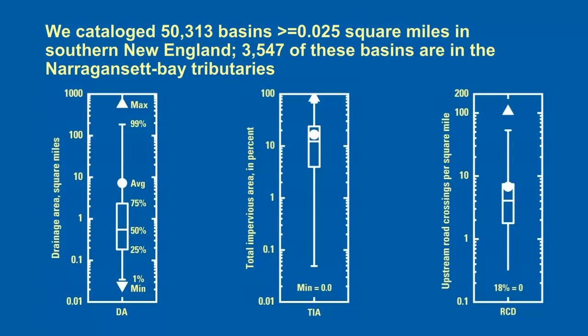Drainage areas range from 0.025 to 565 square miles with an average of 7.24 and a median of 0.55 square miles. The total impervious percentage ranged from 0 to 83.6% with an average of 16.6 and a median of 12.3%. Upstream road crossings indicate locations where storm flows may enter the stream. Upstream road crossing density ranged from 0 to 106 crossings per square mile with an average of 6.75 and a median of 4.05 crossings per square mile.